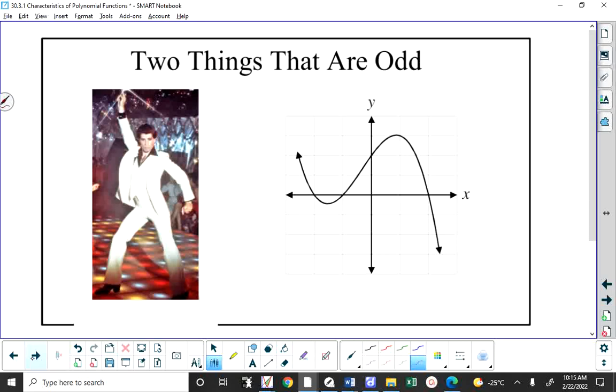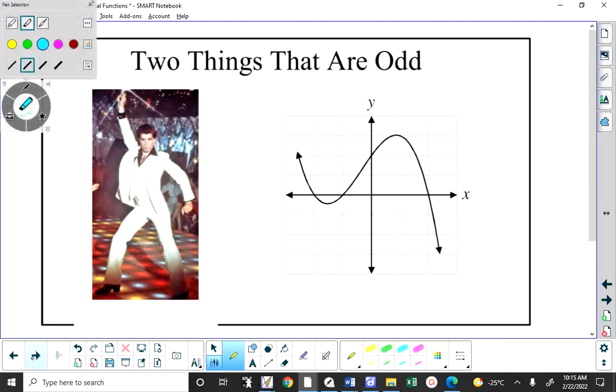And again, I hope you catch my drift here, that these shapes are generally speaking the same.